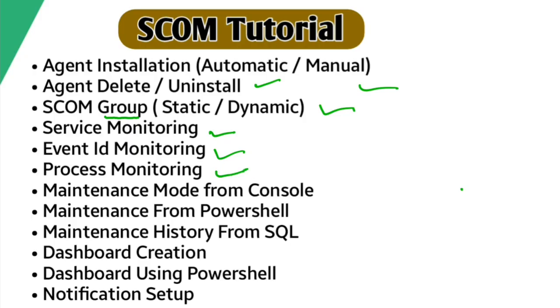Then comes process monitoring, and next comes maintenance mode. There are different methods to place an object in maintenance. One is by using the SCOM console, and another one is by using PowerShell for automation purposes. We'll cover both of these things.